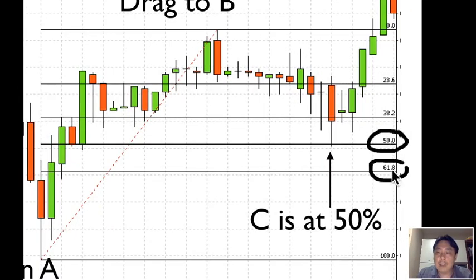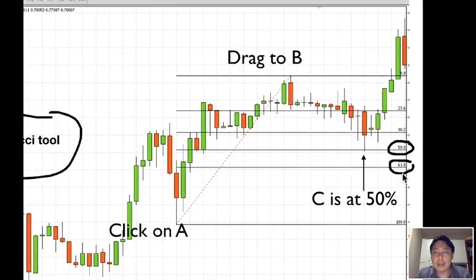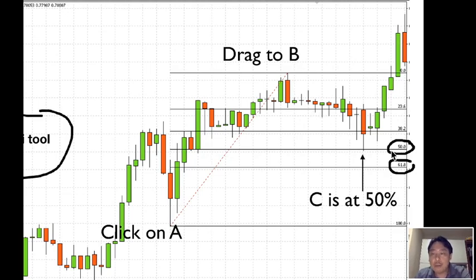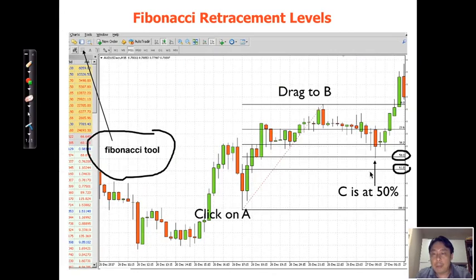If it is at one of these levels, it tells you there's a very high probability the corrective wave has ended and it's time to buy to ride the new impulsive wave up. So in this case, you can see that indeed C happens to be at the 50% level. Can you see that? So that would be an indication of us buying over here and catching the wave up.